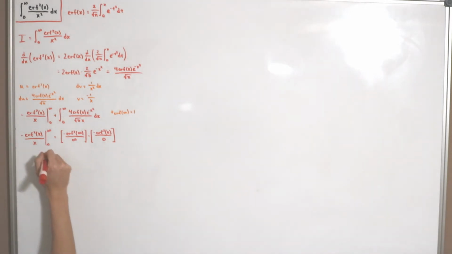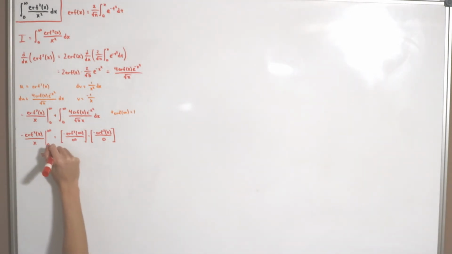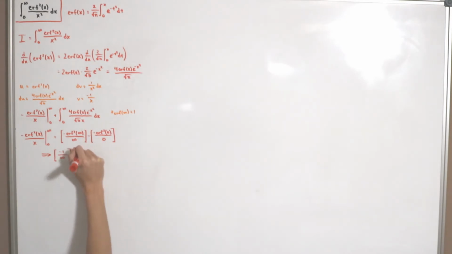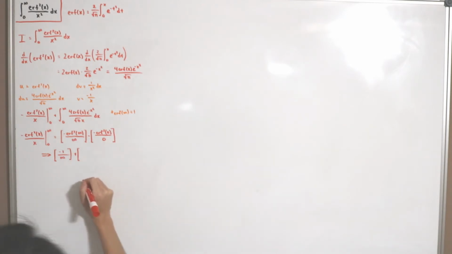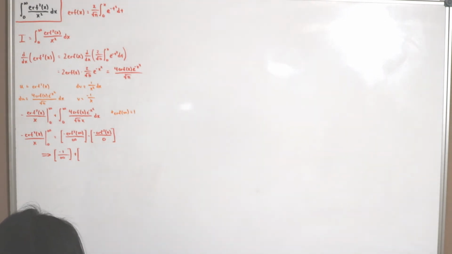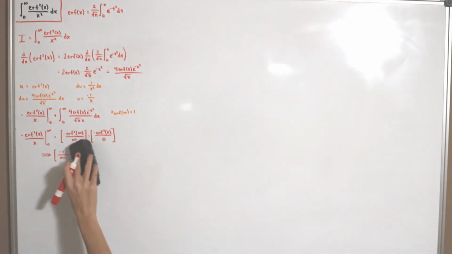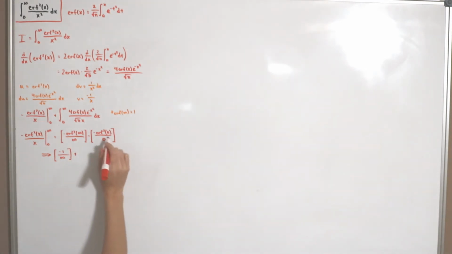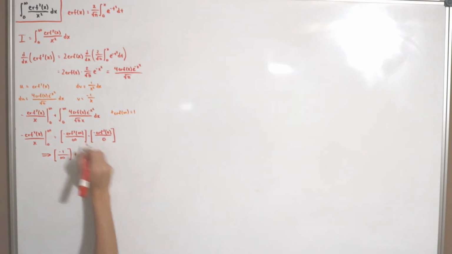So thus, we can say that this is 1, so negative 1 divided by infinity. But we know that that is just going to approach 0. So this will just be 0 over here. And then a plus, since I factored out the negative out here: the error function of 0 squared divided by 0. That's actually going to be a 0 over 0 indeterminate form. So we're actually going to have to use L'Hopital's rule to evaluate this.